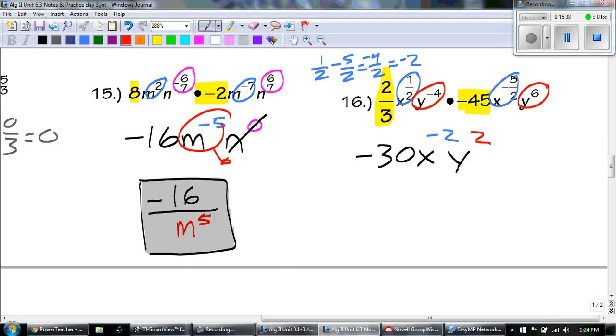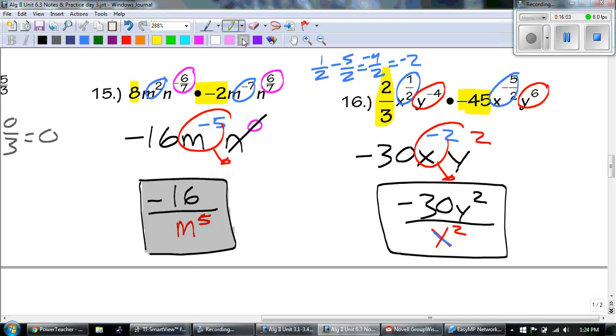Okay? If my exponent's negative, I drop it like it's hot. If it's already on the bottom, I bring it to the top. So I have negative 30 y squared. And then my x squared goes to the bottom. Sorry, that should be written in red, Mr. Grice, x squared. Okay?